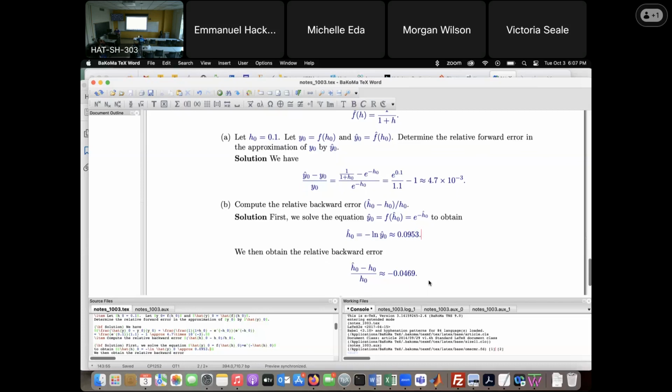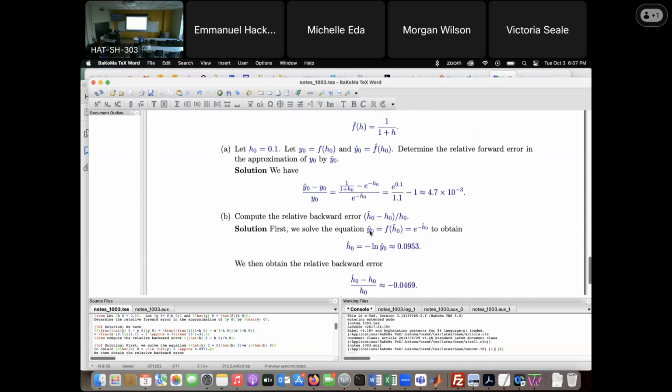I'm confused on the y hat equals f of h. Okay, so y naught is f of h naught. Here we have the exact input and output, which we called y. But y naught hat is the approximate output, which is the 1 over 1 plus h here. That's how it was computed. But for backward error analysis, you want to set it equal to the true function, the exponential of some h naught hat, which is unknown. You have to solve for it.